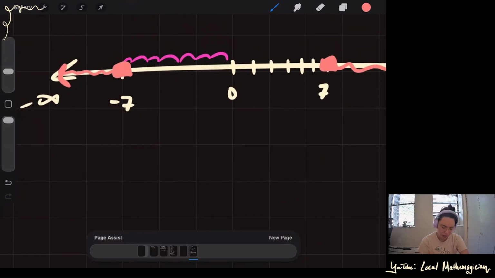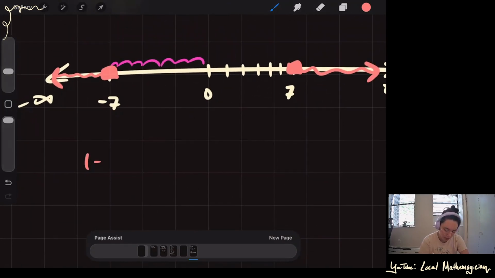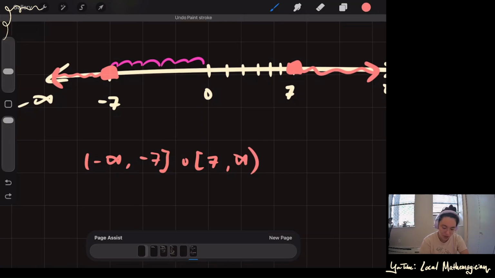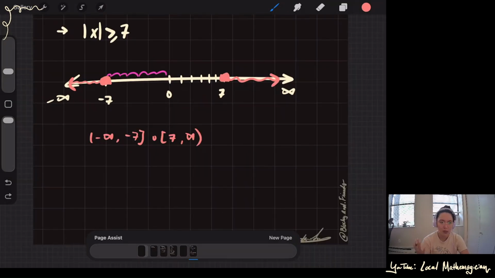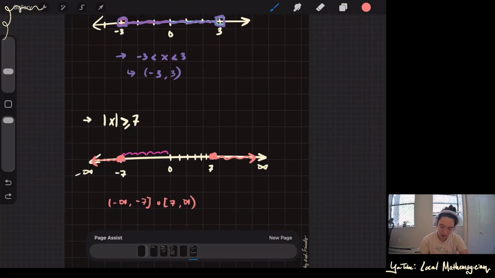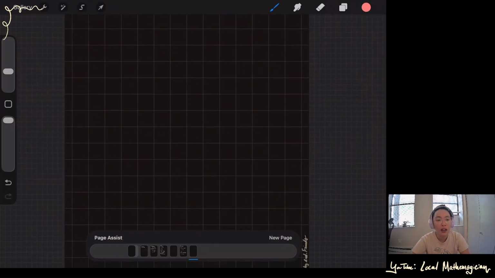And if you look at this graph, you know that this is going to be -infinity to -7 inclusive, union 7 to infinity. And because there's no intersection between these two sets, there's no overlap, there's nothing to combine. So big picture, it's pretty easy. So let's do one more. Let's do a slightly harder one, okay?